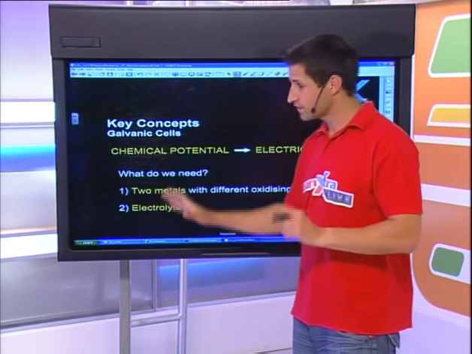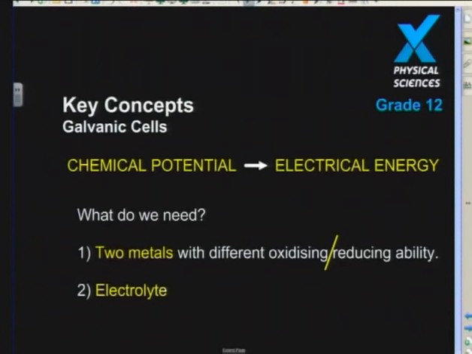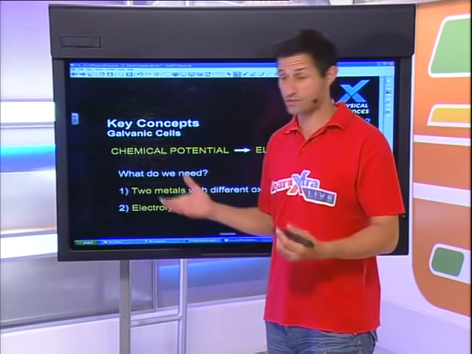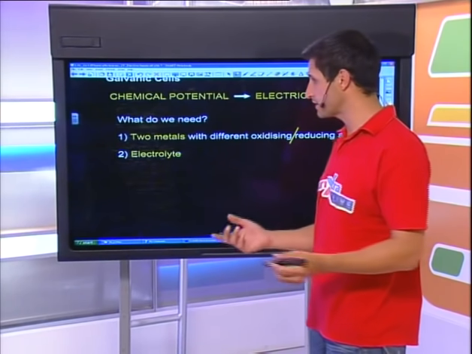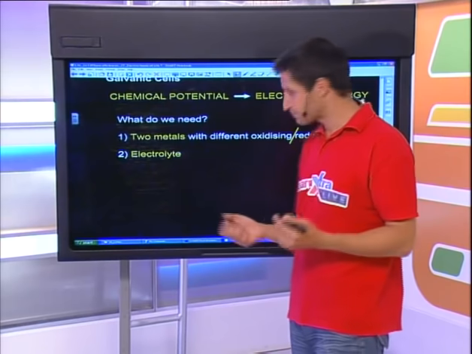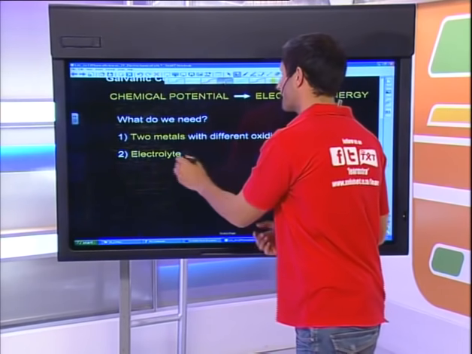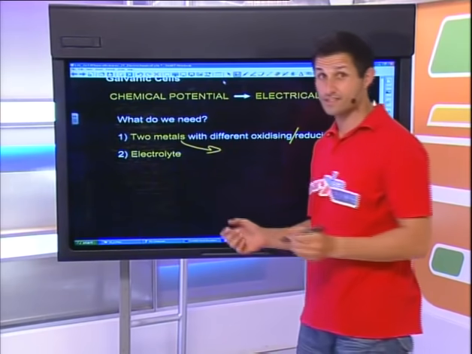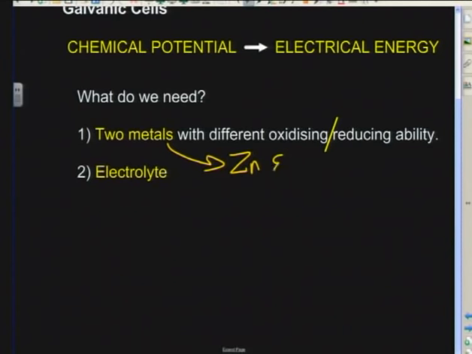So here we are. Let's just revise what we need. We need those two metals. They need different oxidizing and reducing ability, and I need an electrolyte, which again is a conductive ionic liquid. So usually it's a solution. So let's just get some ideas on what we might actually need here. Let's take perhaps two metals. Now the most commonly asked metals, and you'll see this in your textbook a lot, are zinc and copper.